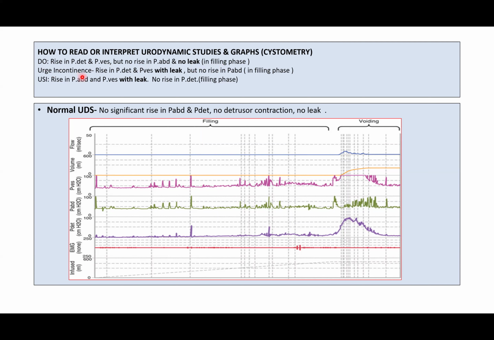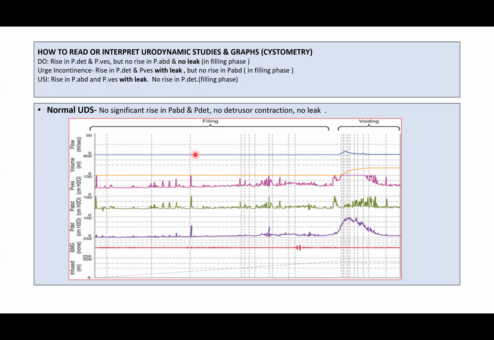Urge incontinence, as the name suggests, is incontinence, so there is going to be a leak. Urge means there is going to be a rise in the detrusor pressure also, and vesical pressure with leak, but no rise in abdominal pressure. Urodynamic stress incontinence, what's going to happen here? Incontinence, there is leak. Stress incontinence, so there will be a rise in abdominal pressure and vesical pressure with leak. No rise in detrusor pressure.